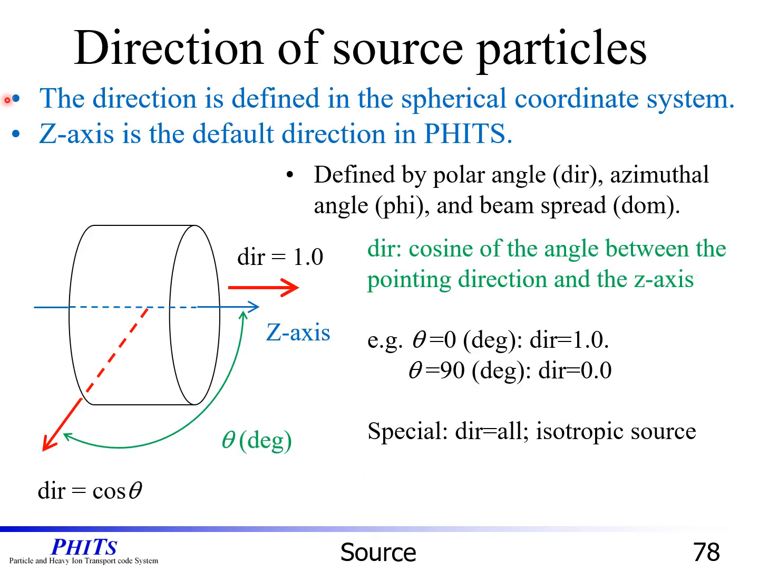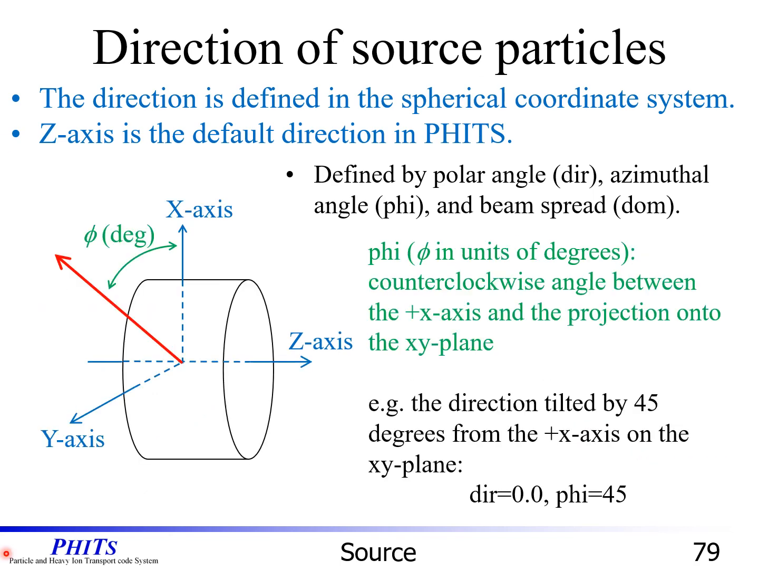The last point is the direction of source particles. The direction is defined in the spherical coordinate system, and the z-axis is the default direction in PHITS. The parameter dir means polar angle, phi means azimuthal angle, and dom means beam spread. The main parameter is dir. This is the cosine of the angle between the pointing direction and the z-axis. Therefore, dir equals 1 means the angle theta equals 0 degrees, or dir equals 0 means that theta equals 90 degrees. As a special setting, dir equals all means an isotropic source.